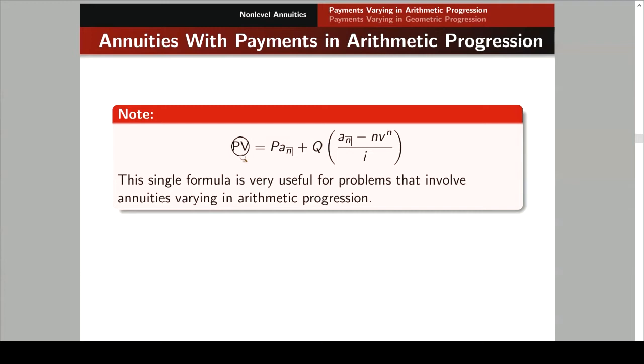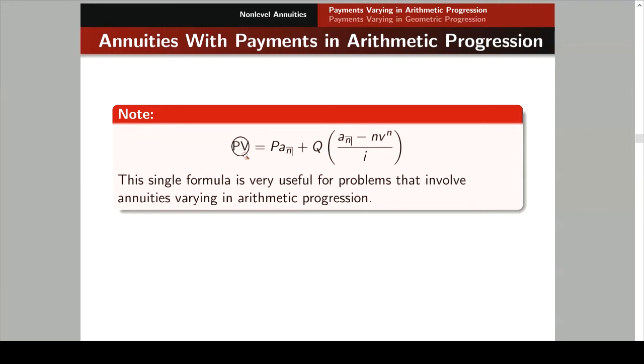So, what if I ask you the accumulated value? Do you know how to get it? All you have to do is to multiply the present value by 1 plus I raised to N, right? You just multiply the present value by the accumulation factor to be able to carry it to time N.